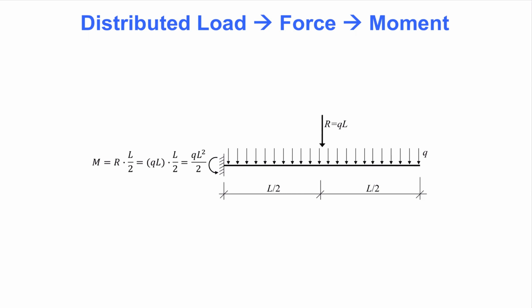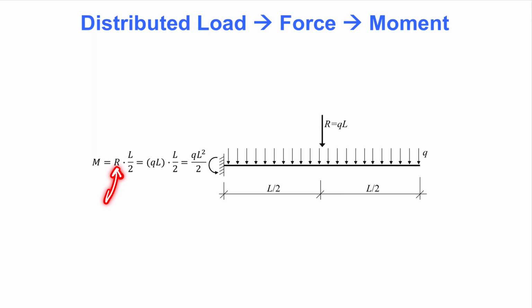This cantilevered beam is subjected to a distributed load denoted by Q. One method for determining the moment at the left-hand side base of the cantilever is to first determine the resultant of that distributed load. By summing or integrating the load along the full length of the beam, we find that the total load is Q times L. In other words, the resultant force is Q times L, here denoted by R. That resultant acts at the middle of the beam because the load is uniformly distributed.